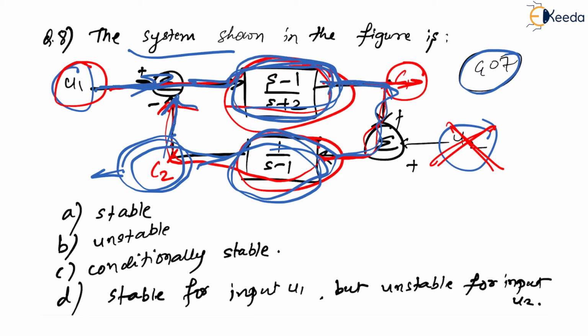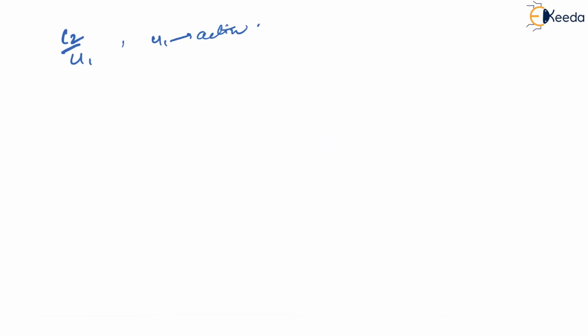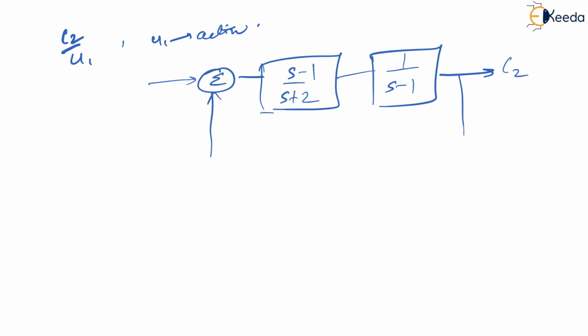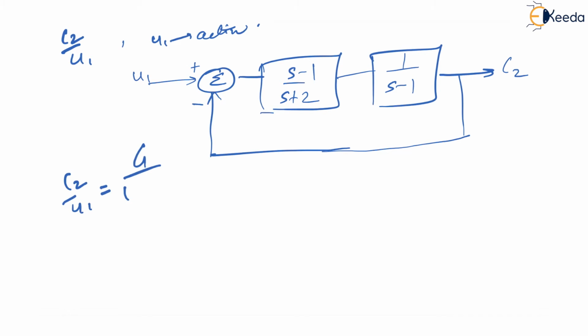See dear, again it starts here. You will find this block first, then the second block, you will get the output at C2, and then from C2 you will get back to U1, which means your block diagram will look something like this. Negative feedback, definitely. This is U1 and this is C2, correct? How to find C2 by U1 now? Yes, definitely. G upon 1 plus GH. What is H? H is equal to 1 because it is unity feedback, right? Negative feedback, that is the reason we have taken plus here, right?